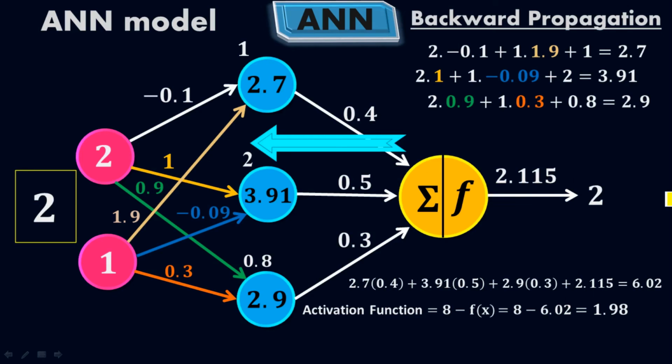So that's the whole phenomenon of the neural network. That's how the neural network model works. This is the operation of an artificial neural network model. Forward propagation, forward and backward. Try again and again to get the expected output. I hope it is clear by now.